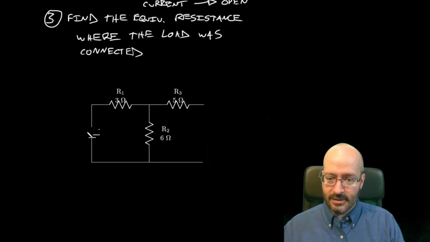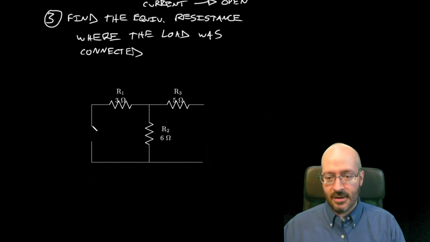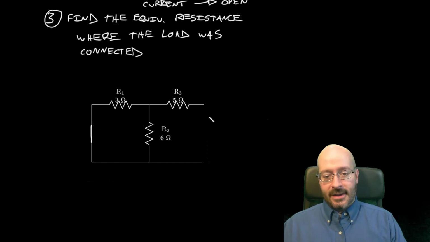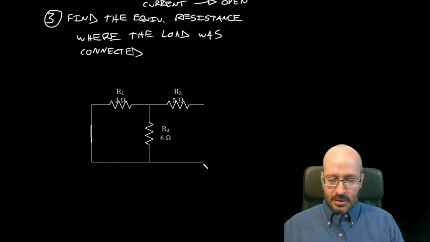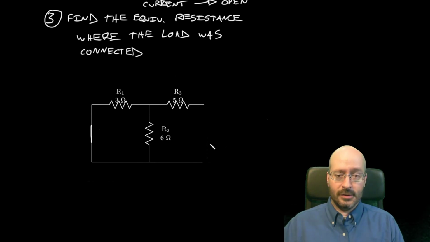So we remove this voltage supply. That was an independent voltage supply. We're going to replace it with its ideal resistance, which is a short. So that gets connected just like that. And then these were the terminals. These were the two nodes where the load was connected and will be connected ultimately.